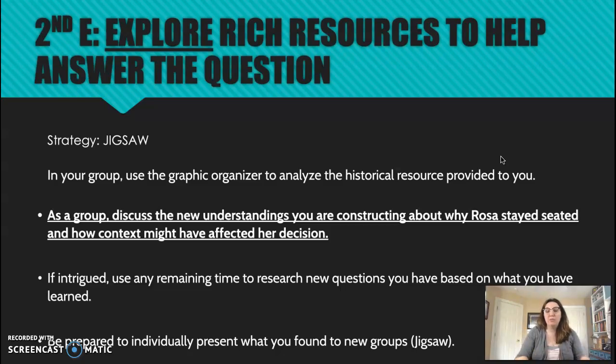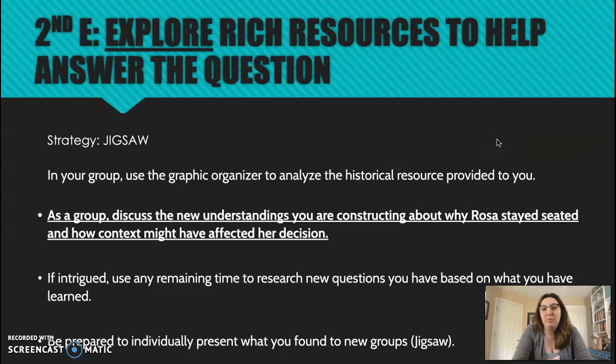And so all these groups are using a primary source, and they're also using an analysis sheet to help them really analyze that primary document, help them think through, well, what does this have to do with Rosa Parks? How might what's going on in this contextual factor have impacted her decision to stay seated? And so they're spending time really constructing knowledge about that.